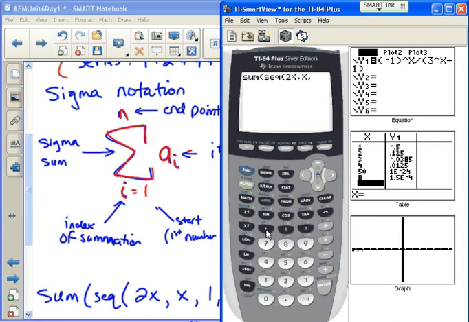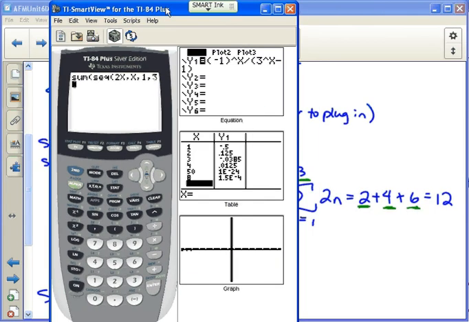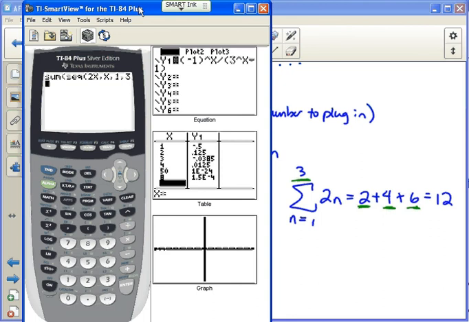You have to tell the calculator what variable you're using. Then you tell the calculator where you want to start. In this case, we started at 1. Then you put a comma, and you tell it where you want to stop, which was at 3. So I'm plugging in this equation over here on the right, the sum from 1 to 3 of 2n. Then I just close my two parentheses, hit enter, and I get my answer. So you do sum of the sequence. And I've got 2 more examples to show you with that. Then we'll wrap this up.